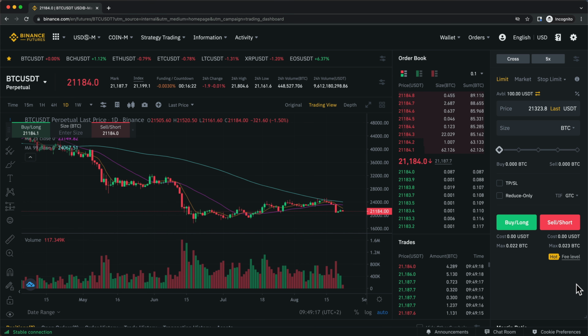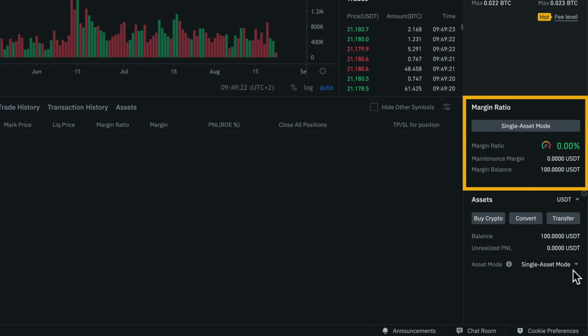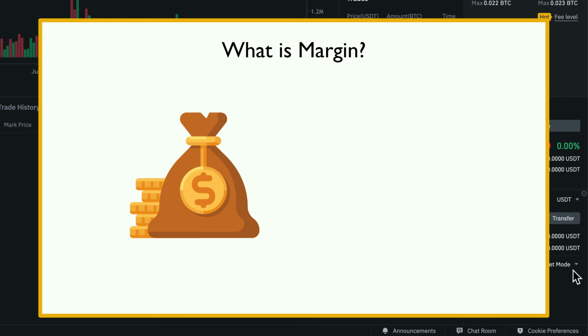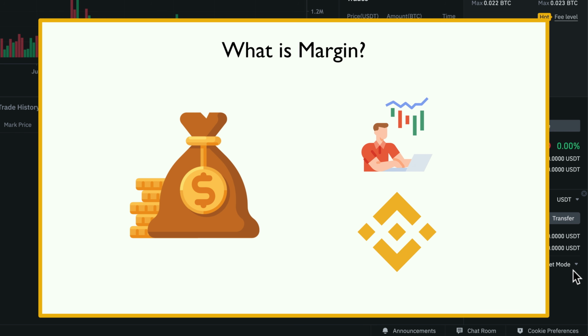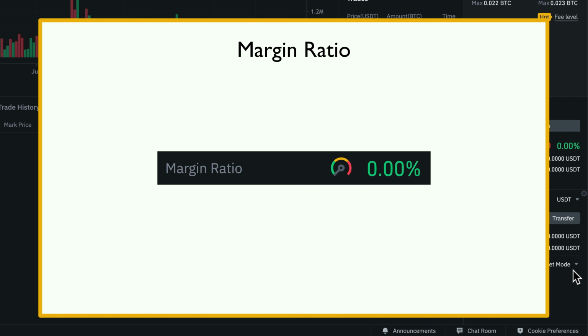Now, the next thing we need to talk about is our margin ratio, which we can see down here. But before we talk about the margin ratio, let's look at what the word margin actually means. Margin is the amount of money we must have in our futures wallet to protect both the traders and Binance from possible losses on trades. So the margin acts as collateral on our futures positions. Now, the margin ratio is our indicator to see how close we are to getting our futures position liquidated. If the margin ratio hits 100%, liquidation will be triggered.